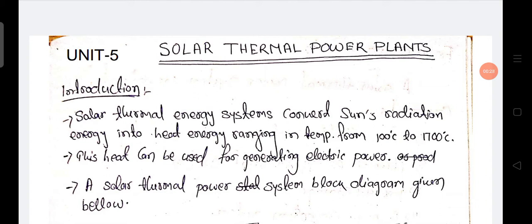In this chapter we are going to discuss the operation of the solar thermal power plant, what the parts of the solar thermal power plant are, and how we use solar energy, converting the solar radiation energy into thermal energy in this process of the power plant. So let us see what the solar thermal power plant is.